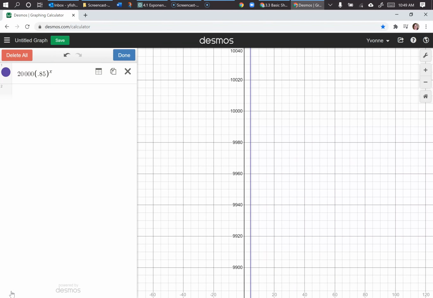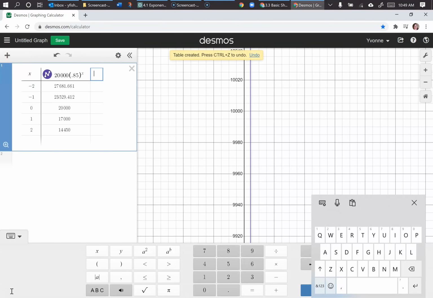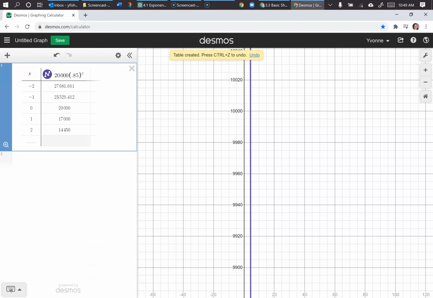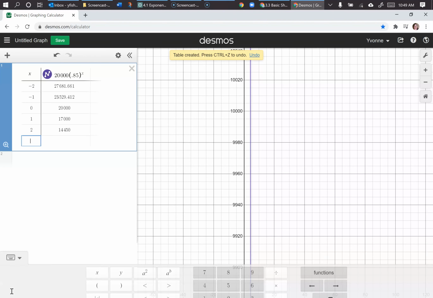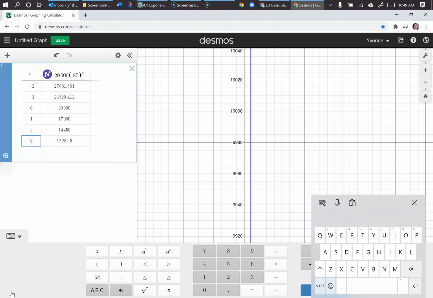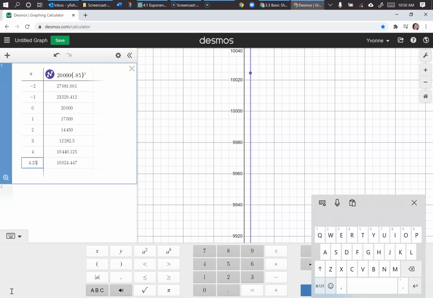You can also use the table function here if you want to see. I can't put values in here. It won't allow me to, but I can put values in on the side too. So if you didn't want to do all the math that we did for the estimation, you could start putting in some more precise values here.